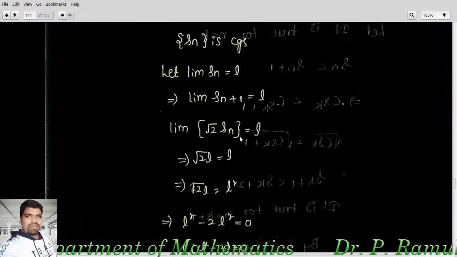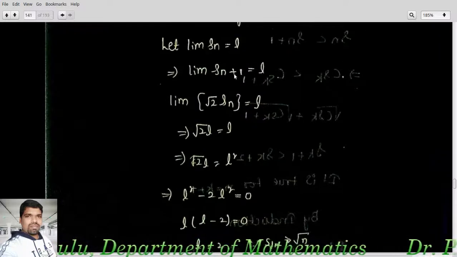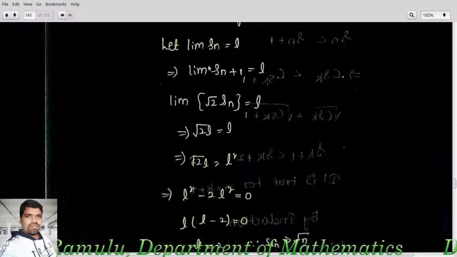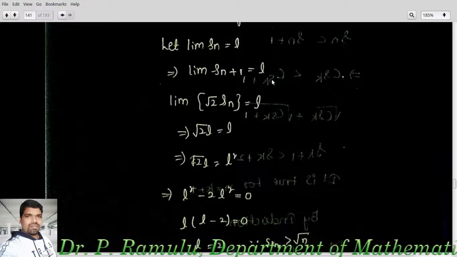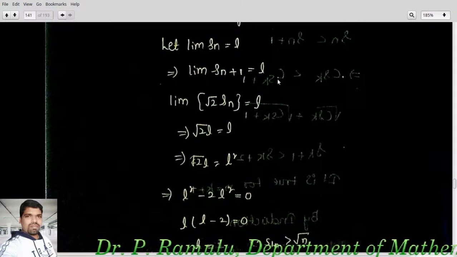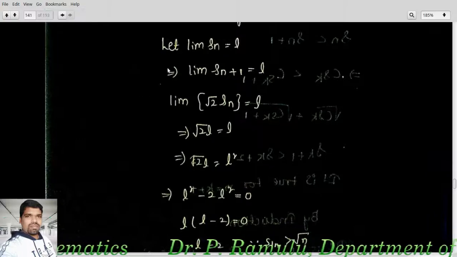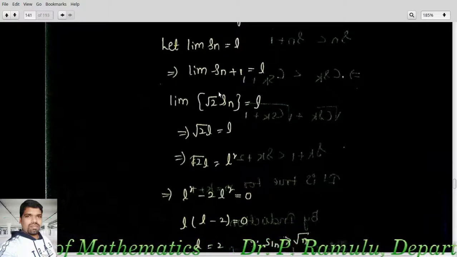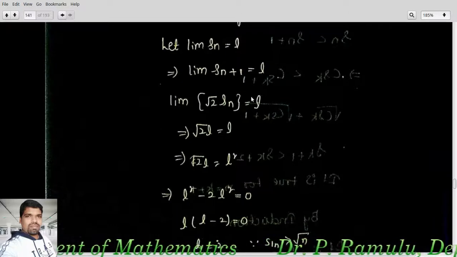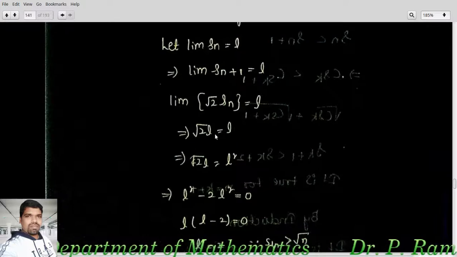Assume the limit of Sn equals L. I want to show that L equals 2. If Sn converges to L, I know that the limit of Sn plus 1 also converges to L. The limit of Sn plus 1 is nothing but root 2 Sn, that equals L. Nothing but root 2L. Root 2L equals L, right?